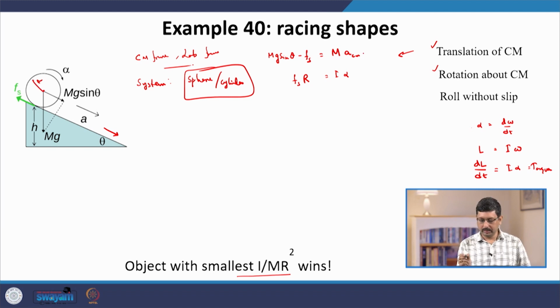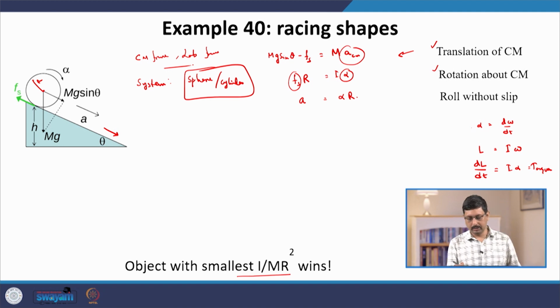Now you have three variables a, F and alpha. So, we need one more equation, and that is the condition of rolling without slipping: a is equal to alpha times r. Now we have three equations in three unknowns, and we can solve it. The quantity of interest is the acceleration of the center of mass down the inclined plane. So, we are going to calculate a.